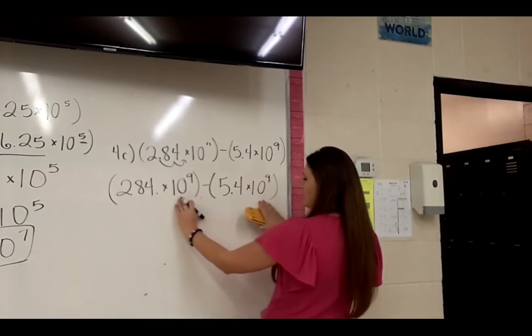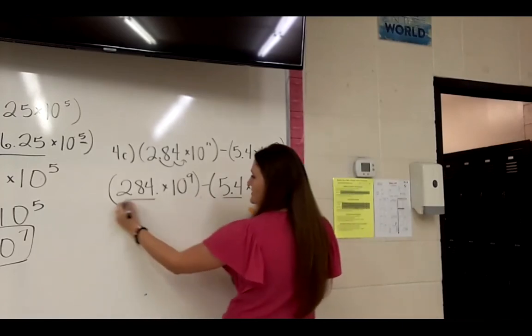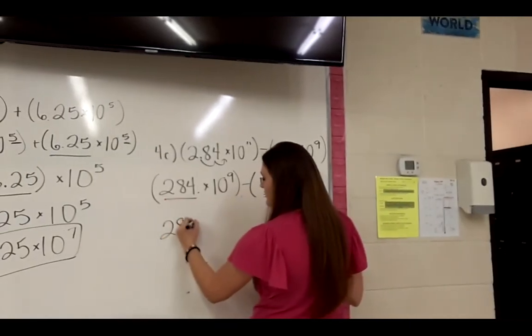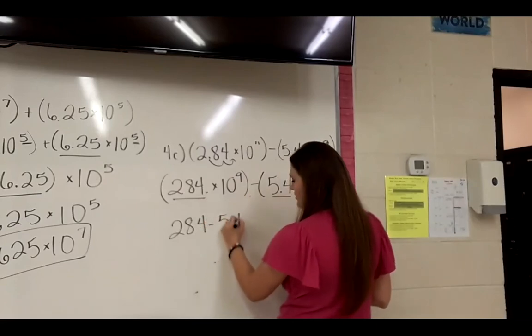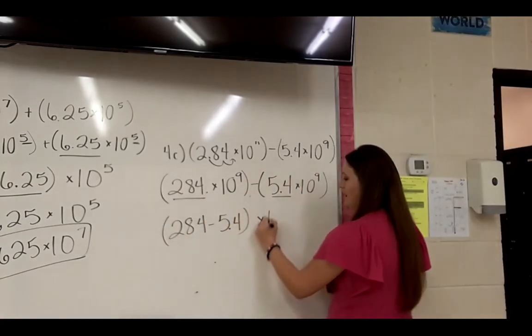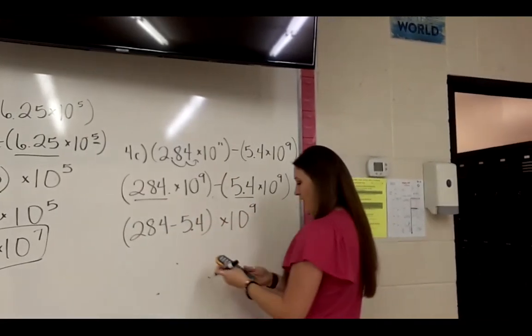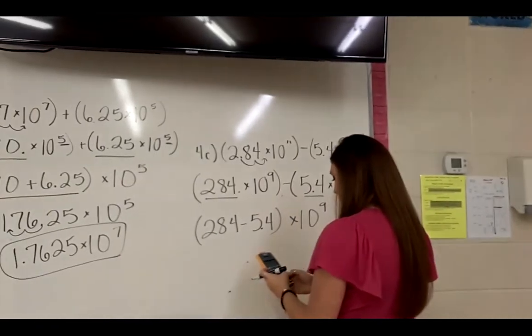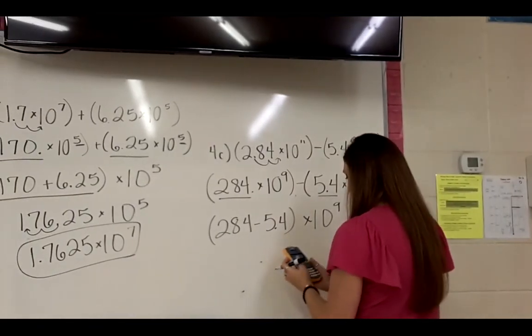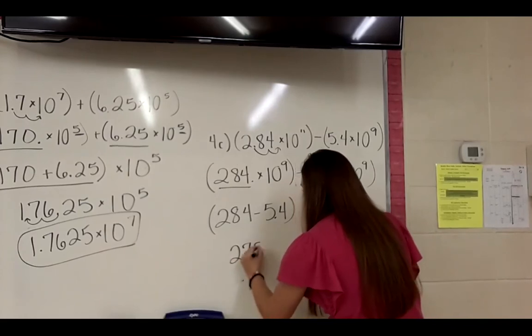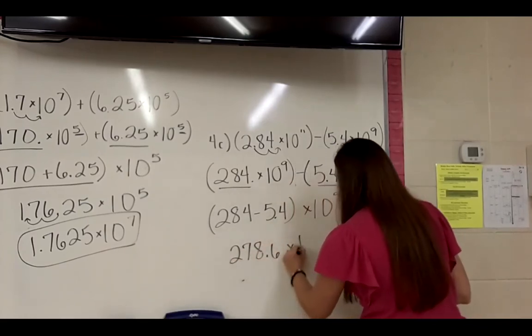So now, since they're both times 10 to the 9th, I can subtract these front 2 numbers. I'm going to rewrite it so you see what I'm talking about. And then we have times 10 to the 9th. So I have 284 minus 5.4. I get 278.6 times 10 to the 9th.